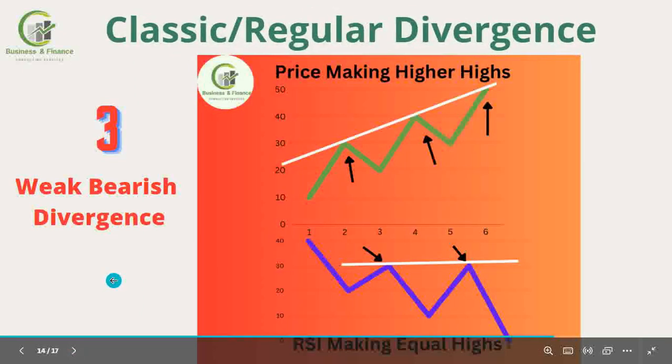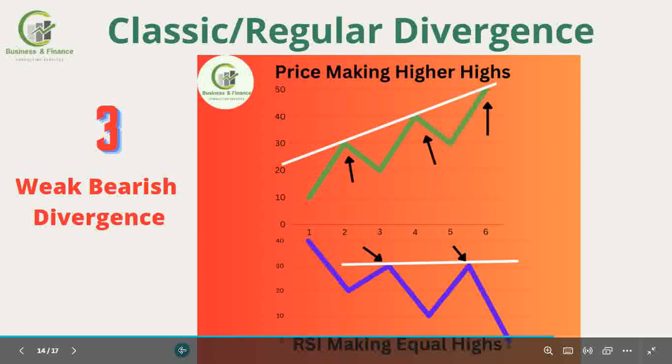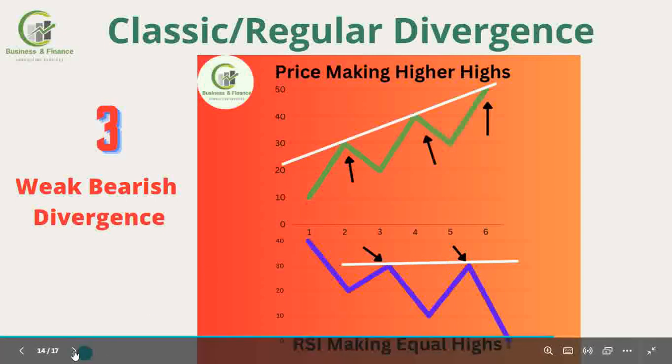Same way as the bullish, the third, weakest bearish classic or regular divergence occurs when the price is making higher highs, whereas the RSI is making equal highs. So what we can do is, it is a significant signal that the trend might reverse at any time.